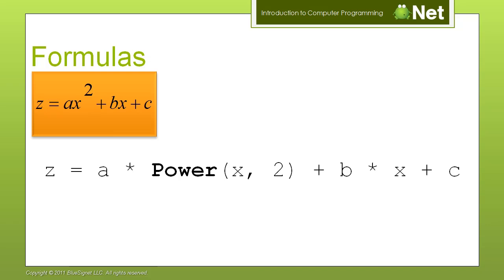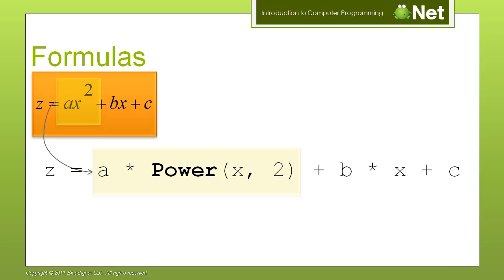Z equals a times the power of x to the power of 2 plus b asterisk x plus c. So let's walk through this real quick. Here's the a times x to the power of 2. So we translate that by separating it with an asterisk.